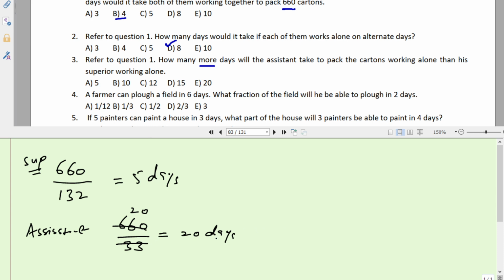Okay, so how many more days is the assistant taking? So you have to subtract them. 20 minus 5, 15 days. The assistant will take 15 more days to finish the job. So the answer is 15 days.